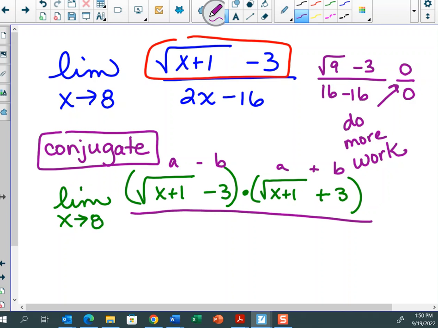In the denominator, we take the 2x minus 16, we just let that sit there, and we multiply by that same big conjugate expression. Because the only way I'm really allowed to change this problem is to make it look different but not change the value. So multiplying by a form of a what?